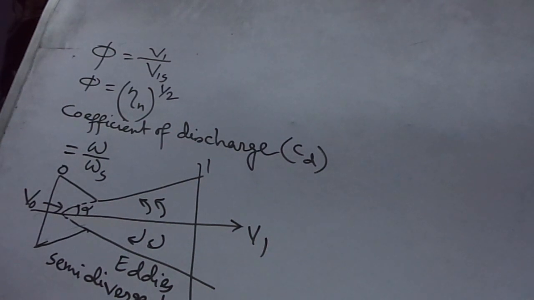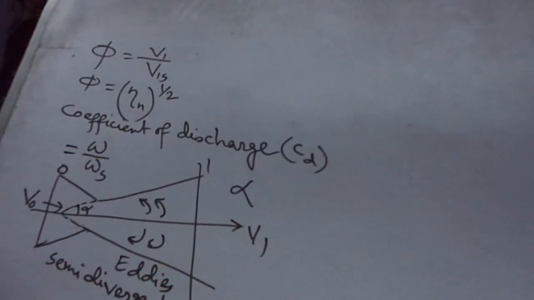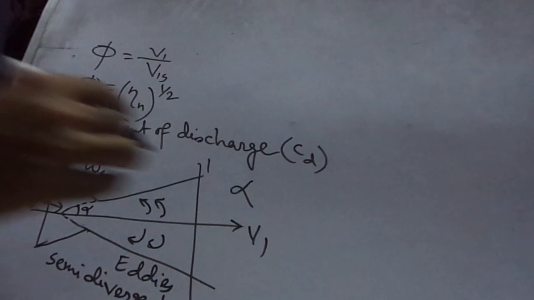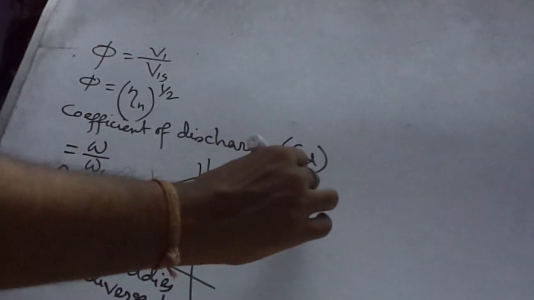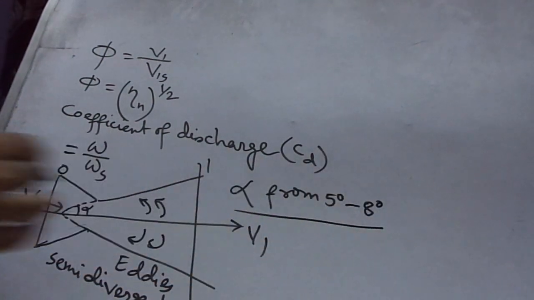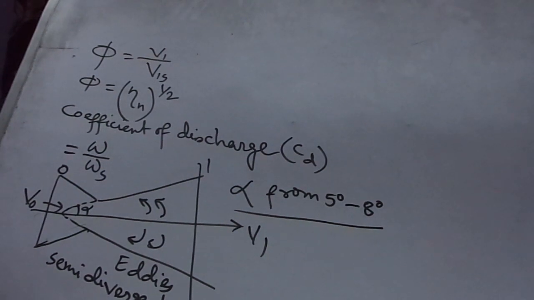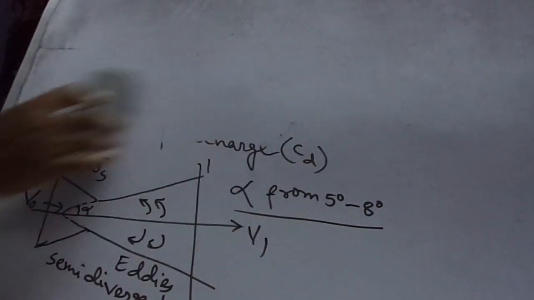If the angle alpha is small, the length of the nozzle becomes large to provide the desired exit flow area, causing more energy loss due to friction. The angle alpha varies from 5 degrees to 8 degrees. Next one is the nozzle types.